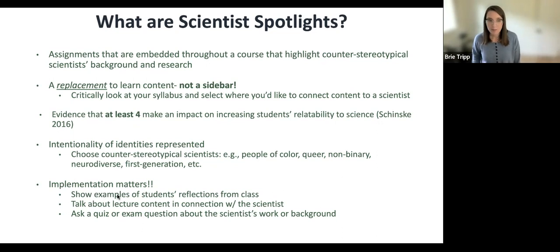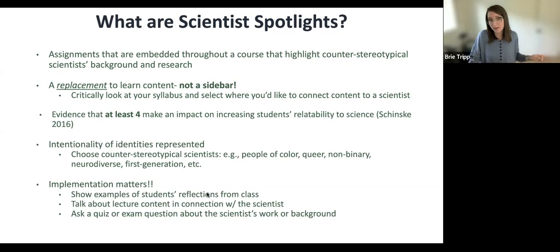But we've found that showing examples of students' reflections during class has been really beneficial in getting student buy-in and student engagement and excitement for these spotlights. And then talking about lecture content in connection with the scientist. This kind of goes back to connecting it with content within your course and not having it uncoupled from the scientists, which is really important.